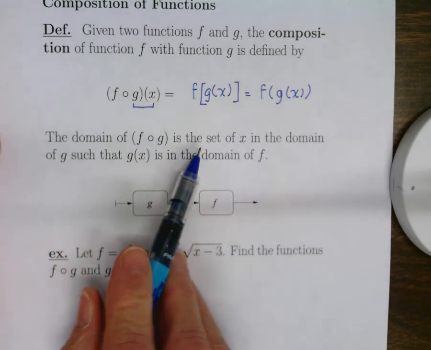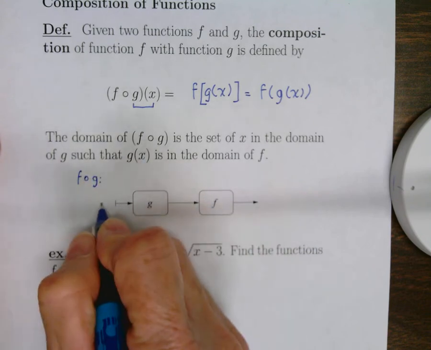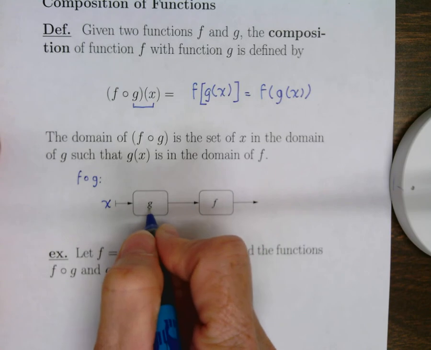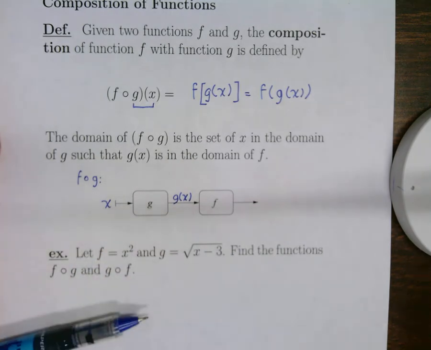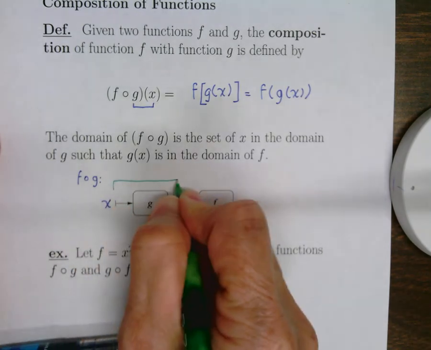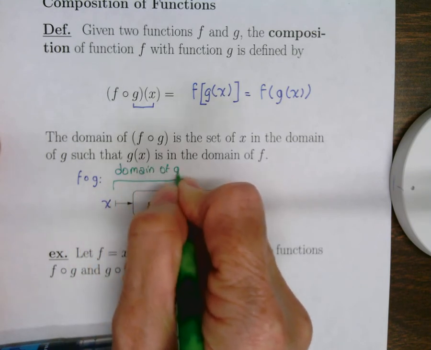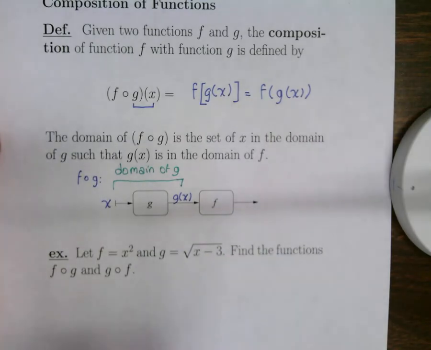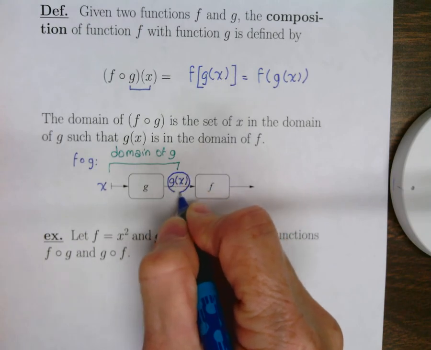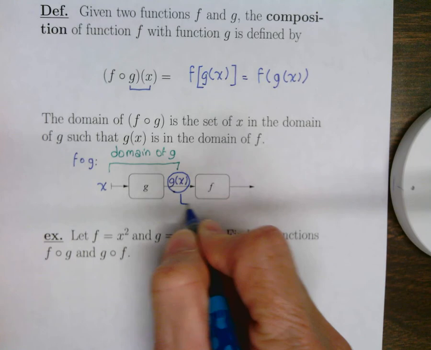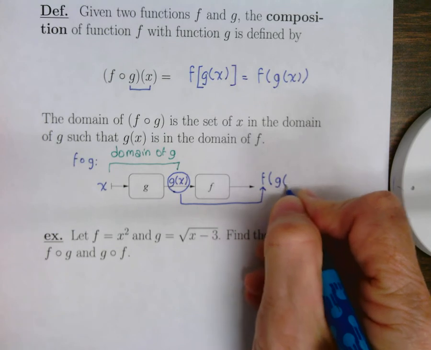And what about domain? Well, here's what f circle g does. You start with x and you apply function g to get g of x. So what do I know about the domain? It's got to be the domain of g, because that's what I evaluate first. Then I take this result and I plug it into function f, and I get f of g of x.